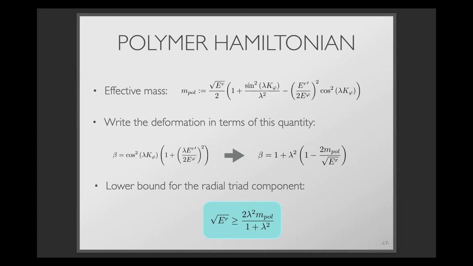With this, we can write the deformation in a covariant way using only scalar functions. Moreover, since the deformation must be non-negative, we obtain a lower bound for the radial component of the triad. The saturation of the bound corresponds precisely to the vanishing of the deformation beta. Particularly in vacuum, the effective mass is an observable quantity, and this result ensures that the system cannot reach the singularity.